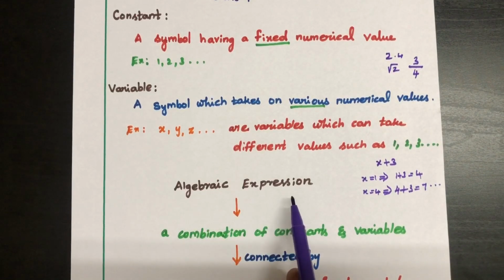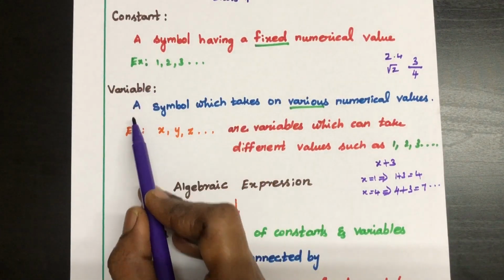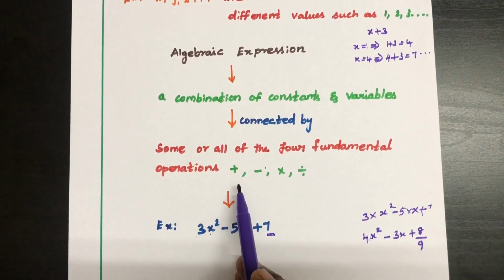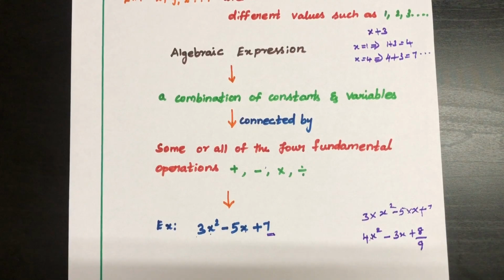Algebraic expression means you are just combining the constant, that is numbers, and the variables, that is alphabets, with the symbols, like with the operators plus, minus, into, division symbol. That's all. It's very easy.